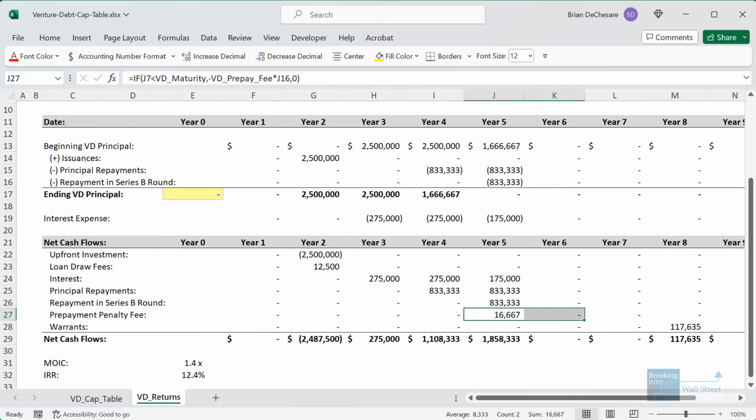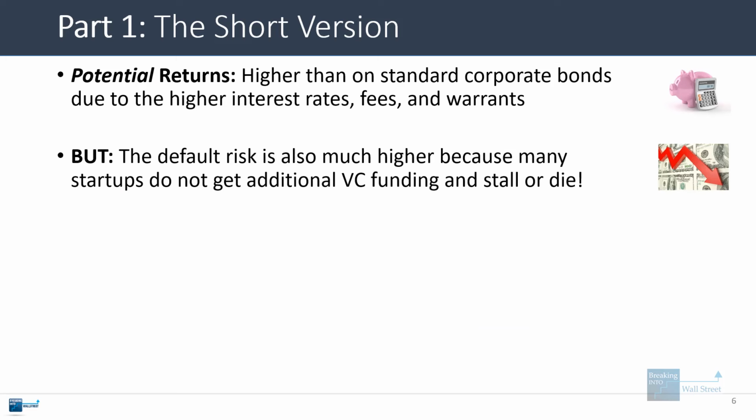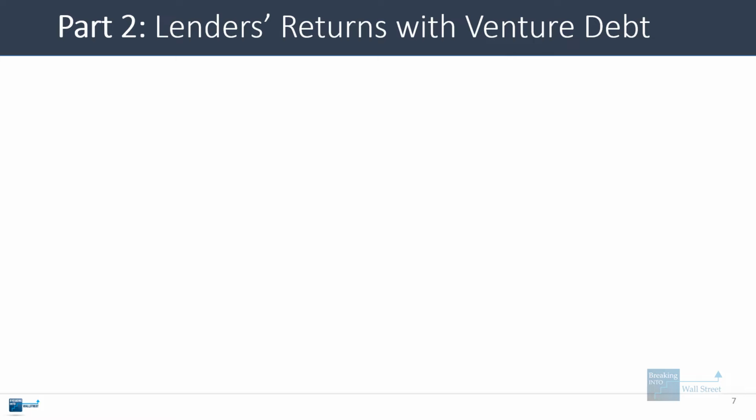Of course, there's another angle to this, which is that the default risk is also much higher because many startups do not get additional VC funding. Sometimes they just stall out. Sometimes they just die and declare bankruptcy. So yes, the potential returns are higher, but so is the actual risk incurred. Let's now go into this in some more detail and talk about the different components.